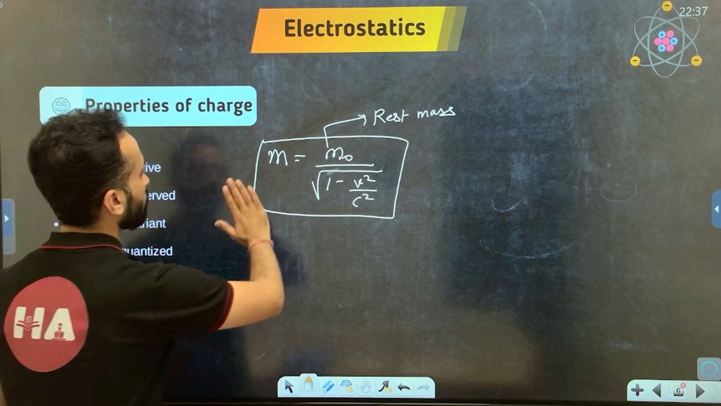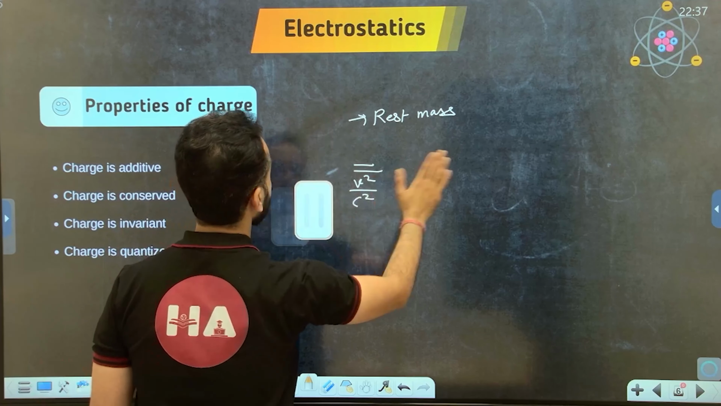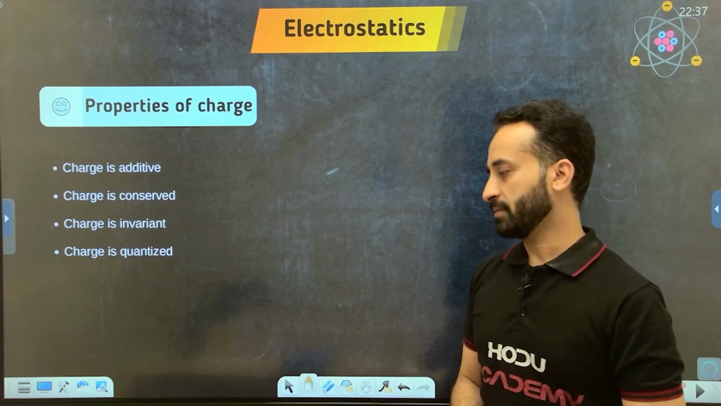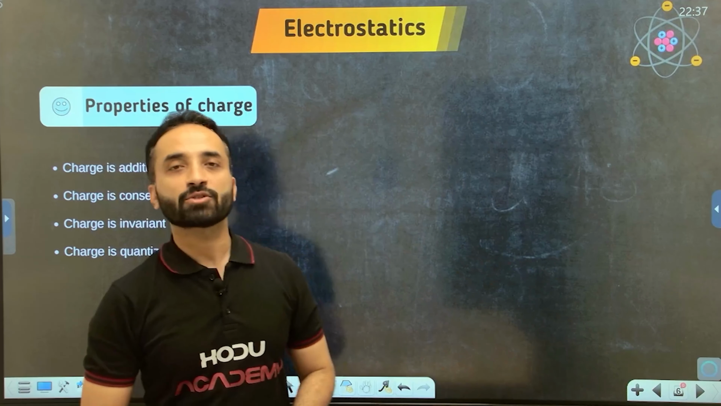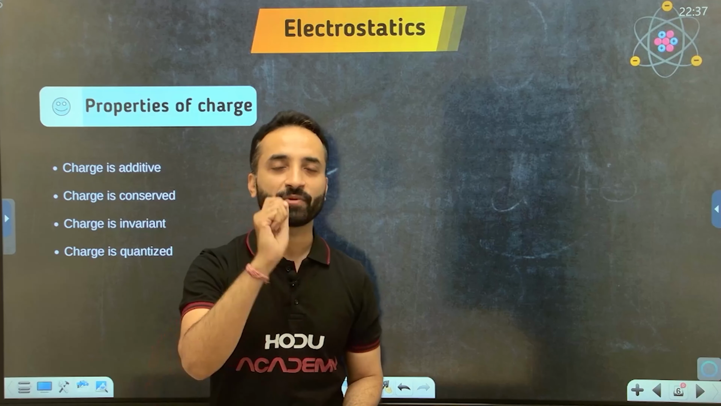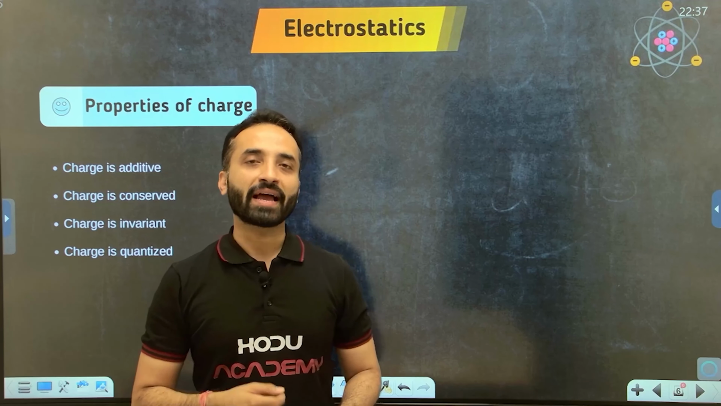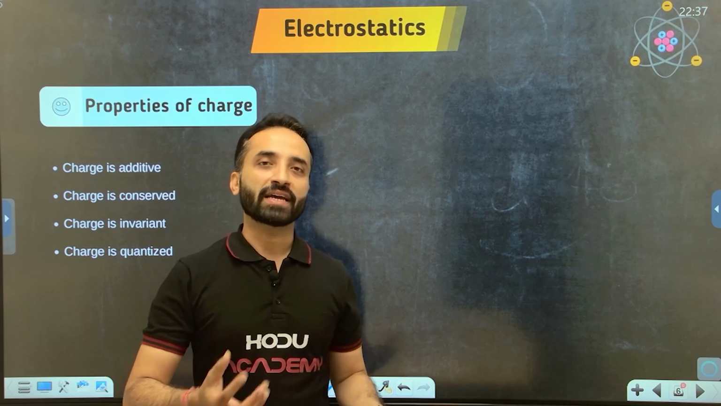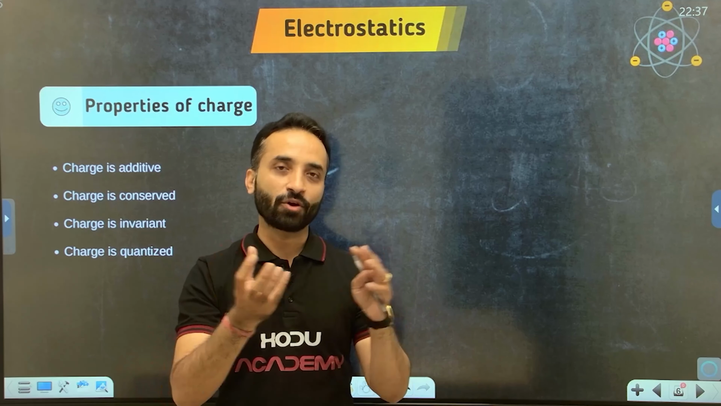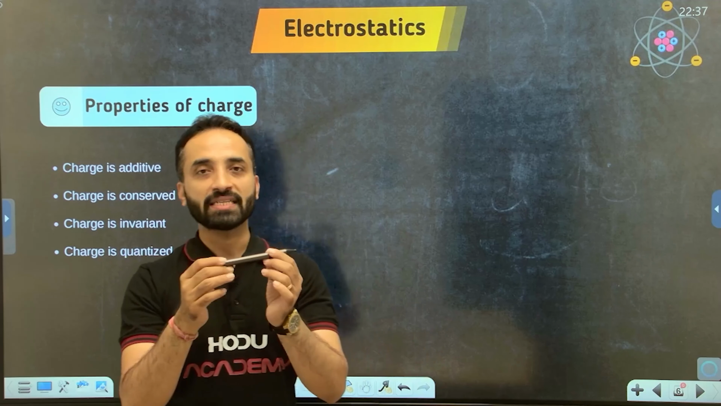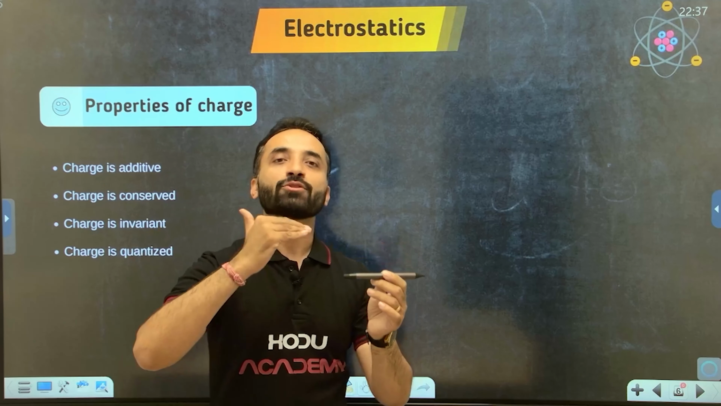Now let's talk about the fourth property, that charge is quantized. Now, what do you mean by a quantized quantity? You've learnt in class 11th photoelectric effect that light is quantized. That is where this term came into being, and you came across this term that light is quantized. It has photons which consist of energy packets and stuff like that. So whenever anything is quantized, it can only acquire discrete values.